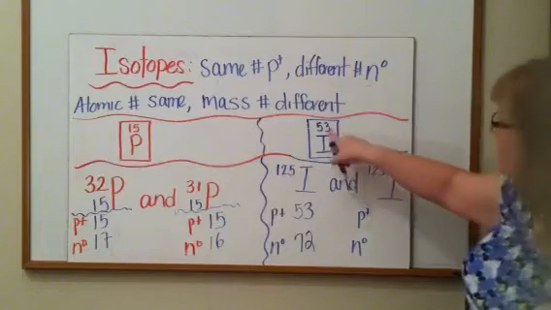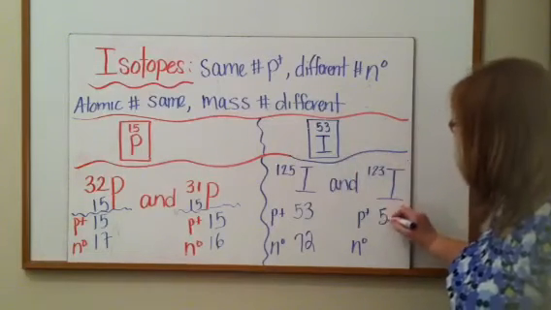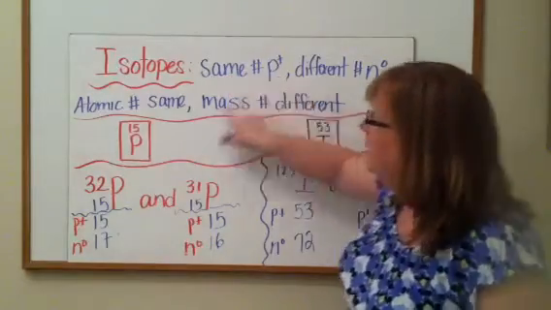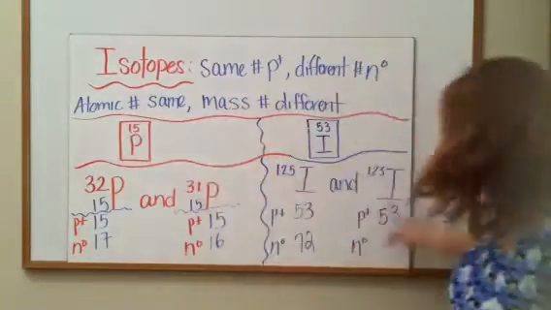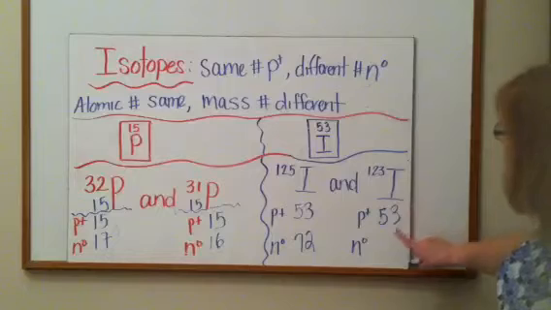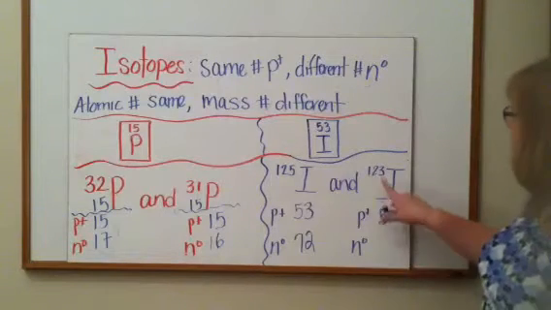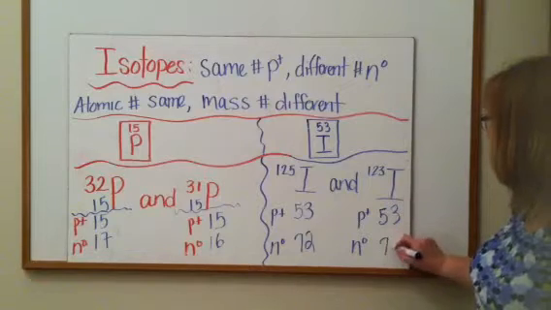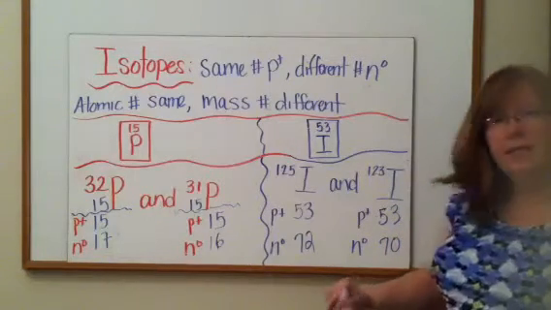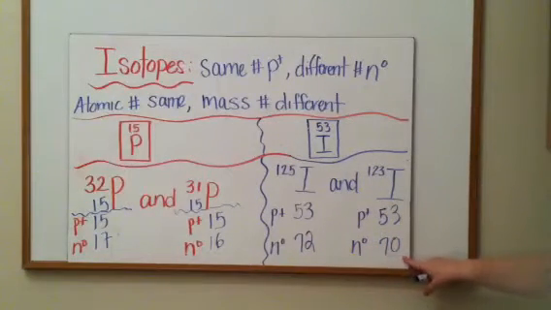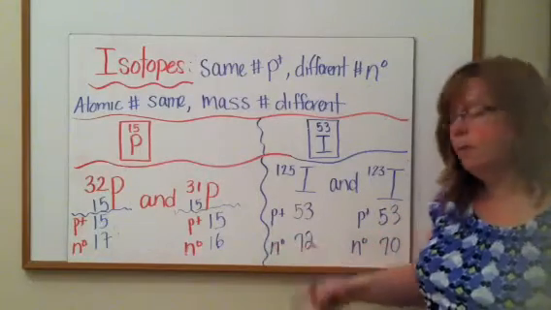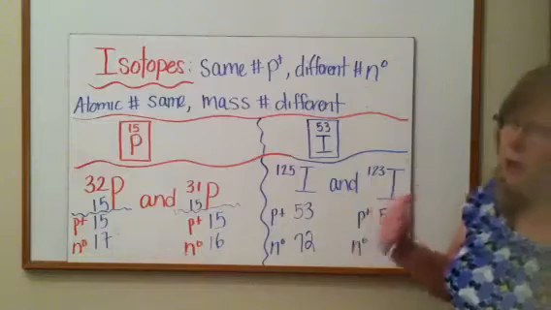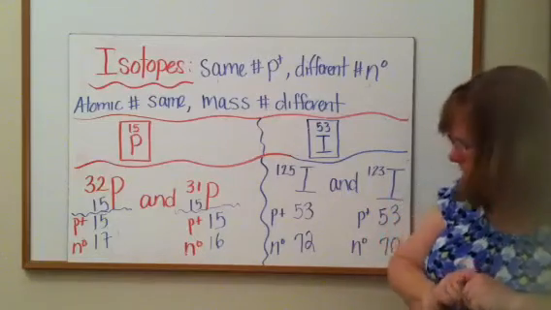All right, another isotope of iodine is iodine 123. It's still iodine. The atomic number is still 53. That doesn't change. Remember, isotopes have the same number of protons. The atomic number is the same. Boom, the same. The number of neutrons is going to be different. 123 minus 53 is equal to 70. Notice the number of neutrons are different. That's what makes them isotopes. The neutrons are different, but the protons are the same. So I hope you've got this concept of isotopes.